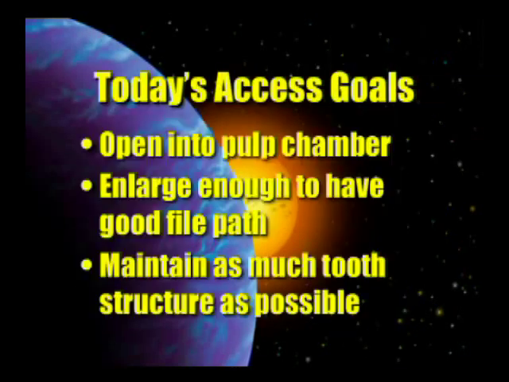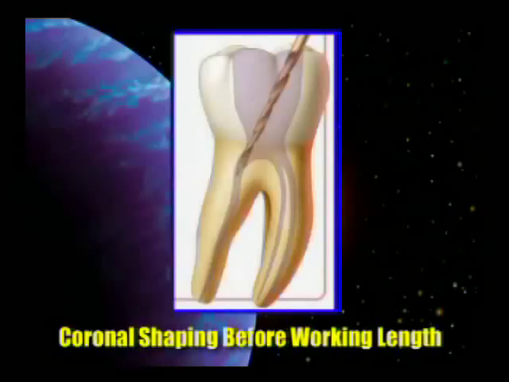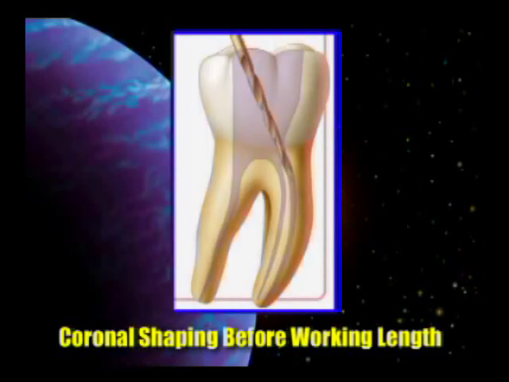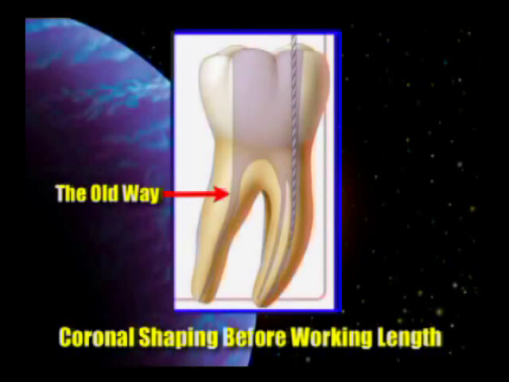Our goal for today is to open into the pulp chamber large enough to get a good straight file path into the canal, and to maintain as much tooth structure as possible while we're doing that. This is the old technique. We would go in, open up and straighten everything out, and it looked like we were getting straight line access into the mesial, which we are, as you see here.